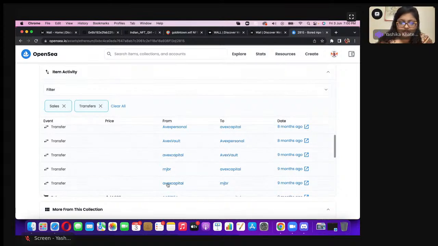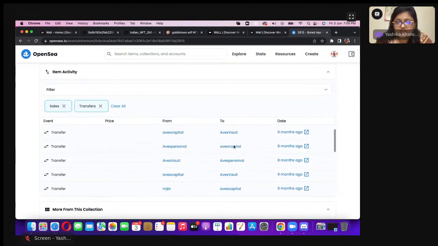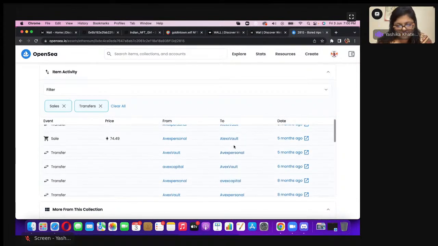So first he put it in MJBR, then he put it in Avex Capital, then he put it in Avex Vault, then he put it in Avex Personal. So you can understand that this is the same person who's transferring his own NFTs from here to there.